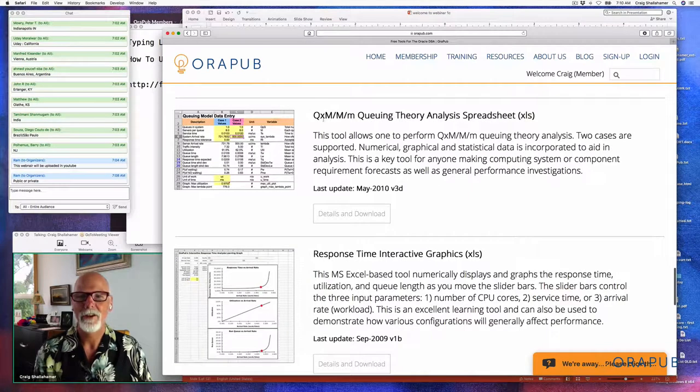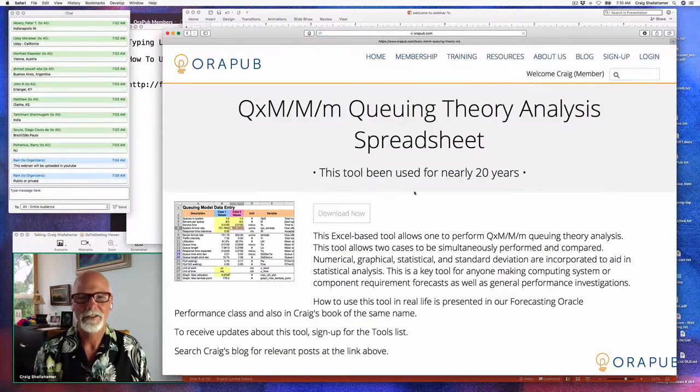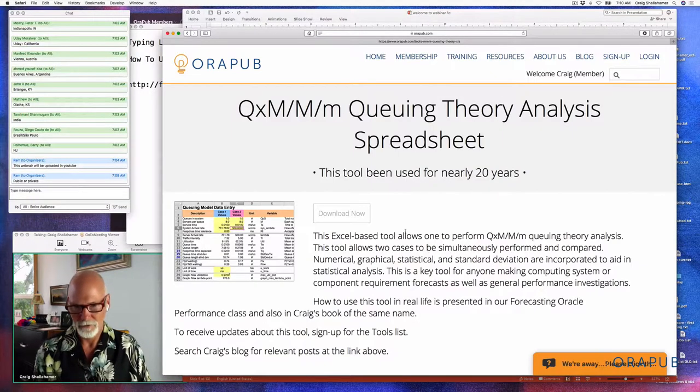Right there it is. It's called the QMMM. We're not going to talk about MMM stuff today. We don't need to know that. But here's the spreadsheet right here. You just click on this. You can tell I haven't updated this thing in a long time. Yeah, this thing's been used forever.